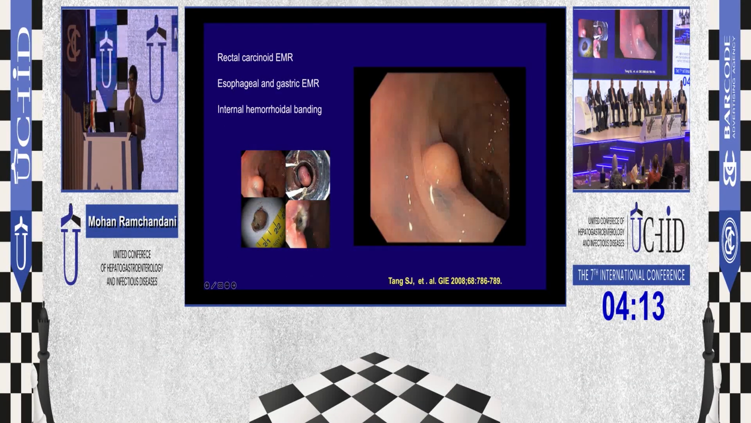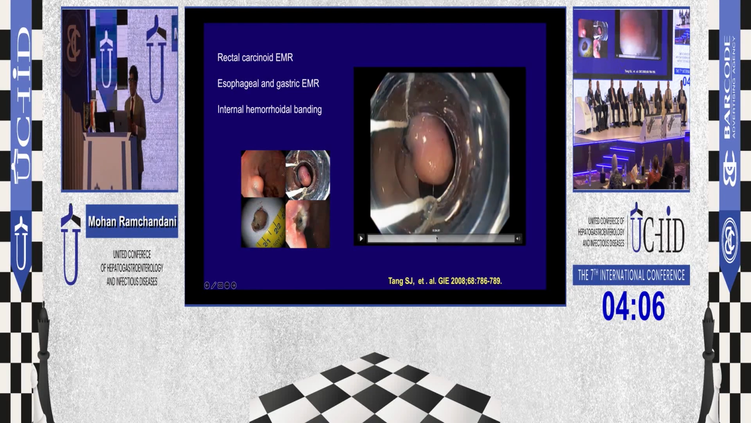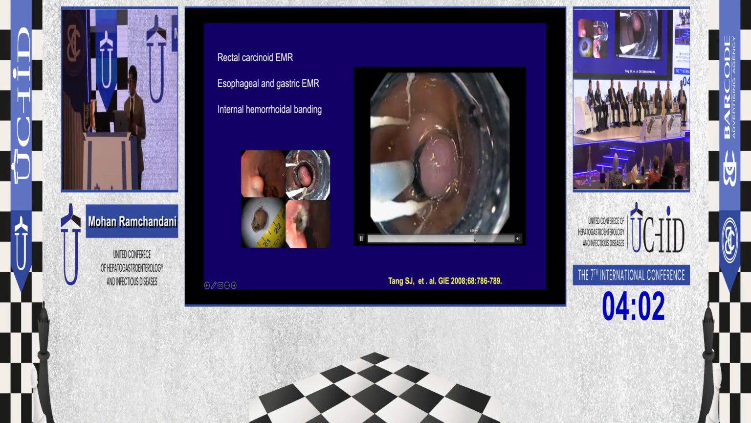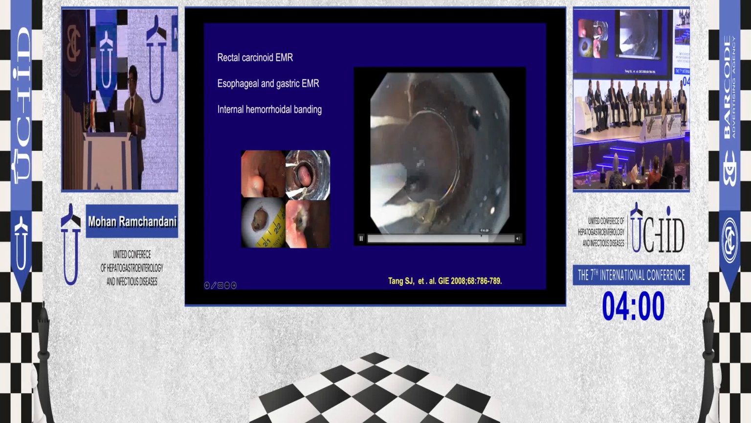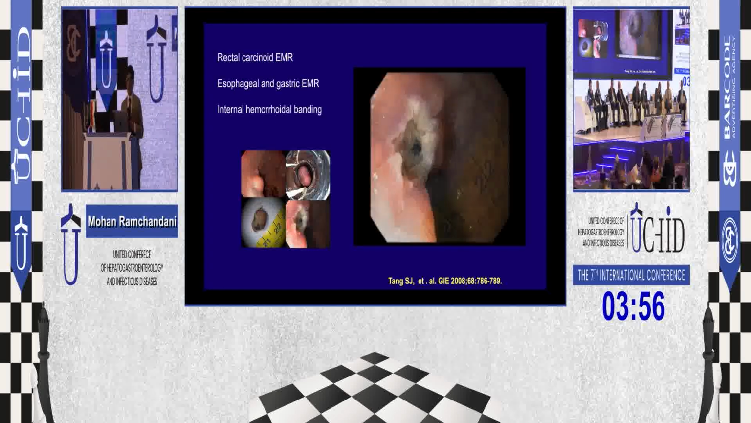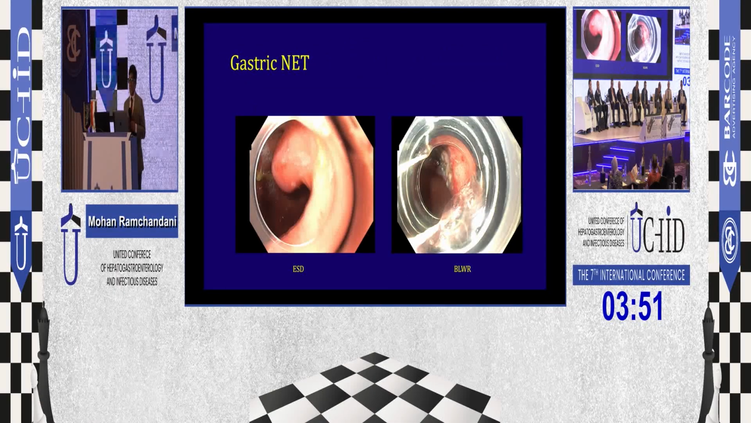This is again a rectal carcinoid which is being treated by band. But here, once the band is applied, it creates a polyp type structure, and then you can cut below the band and you can have EMR. This is known as endoscopic mucosal resection. Here you have a full tumor in your hand and you can take biopsies.